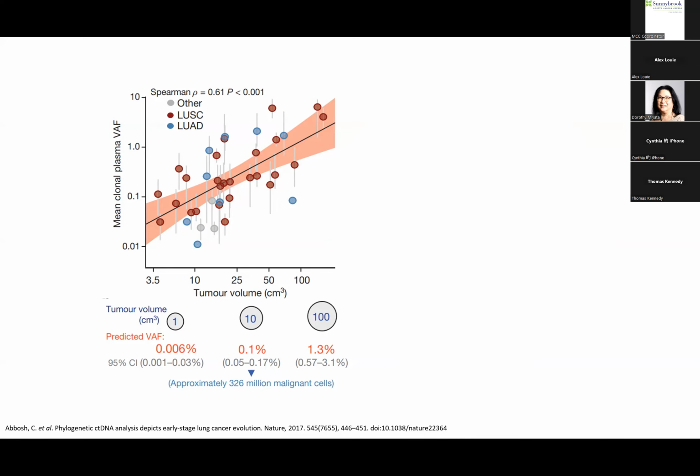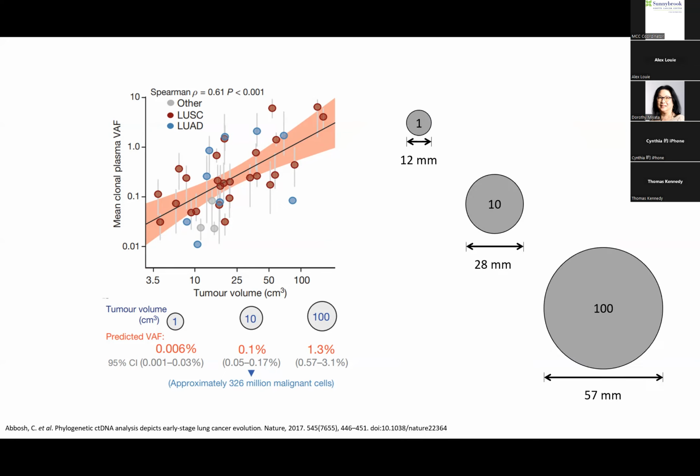Now, we don't typically think of volumes when we're looking at our radiographic. And so in comparison, 10 cc's is approximately a 28 millimeter diameter tumor. So in patients who have smaller primary disease, it is less likely that we'd be able to identify liquid biopsy successfully than in patients with more higher burden of disease.